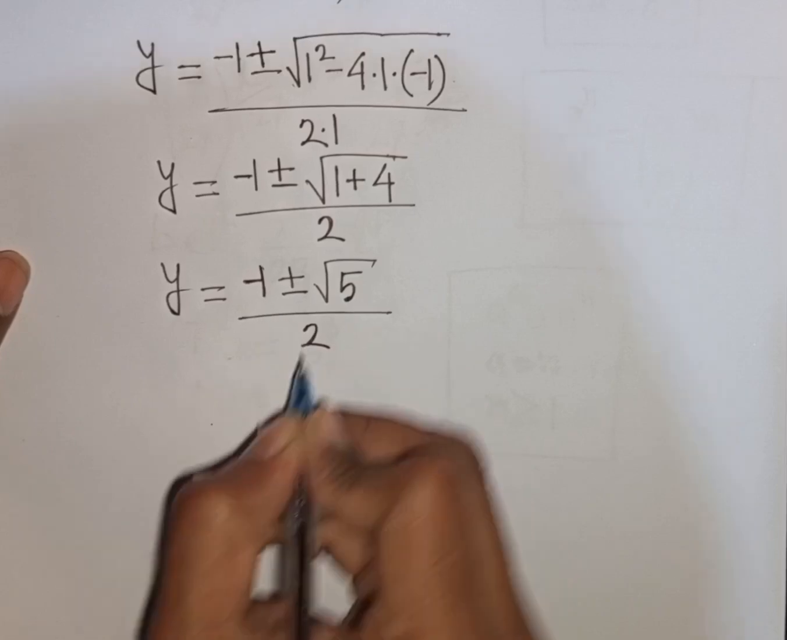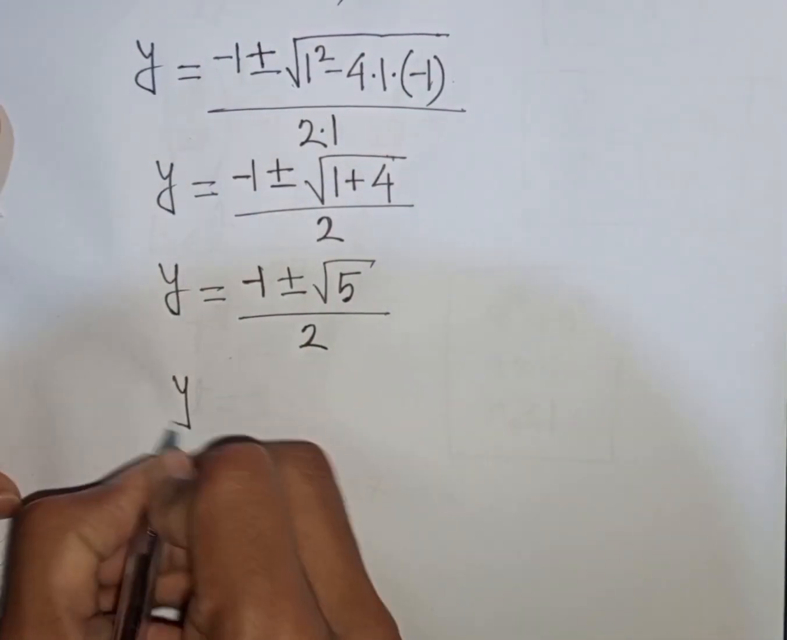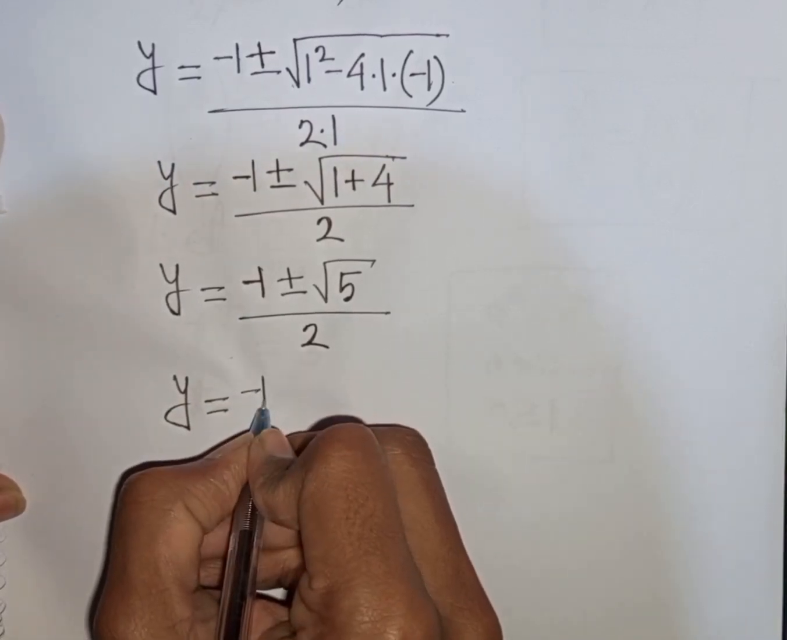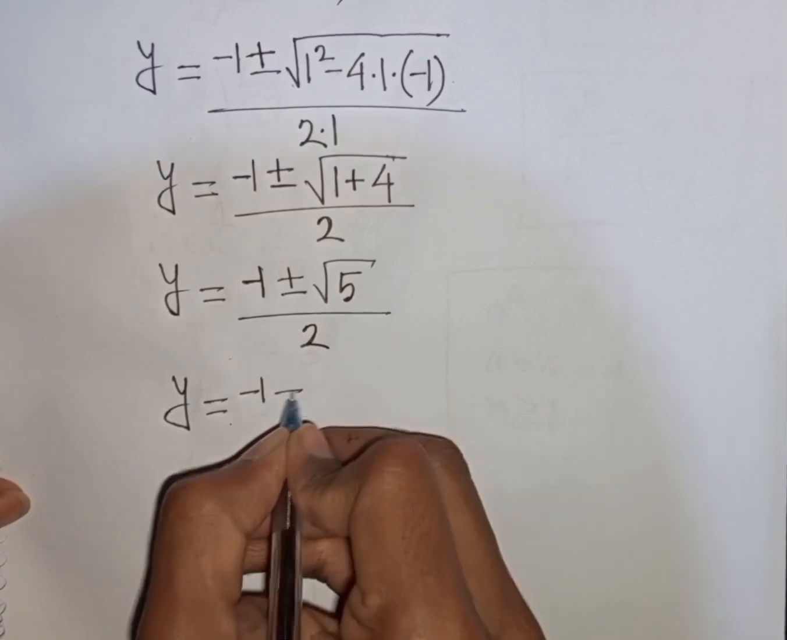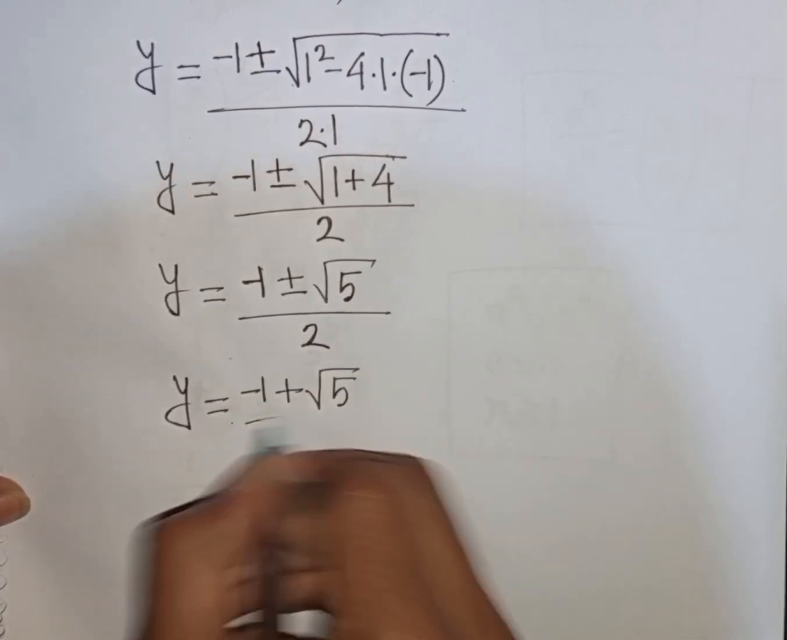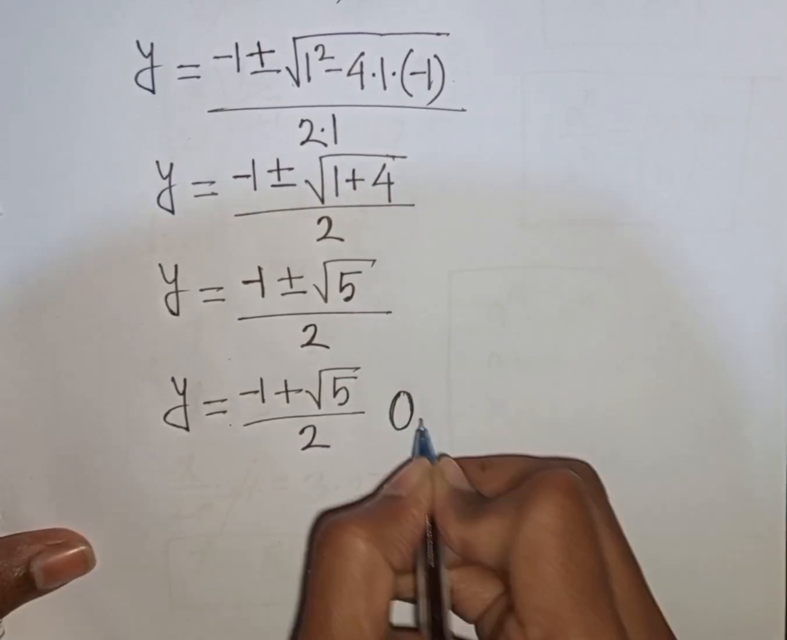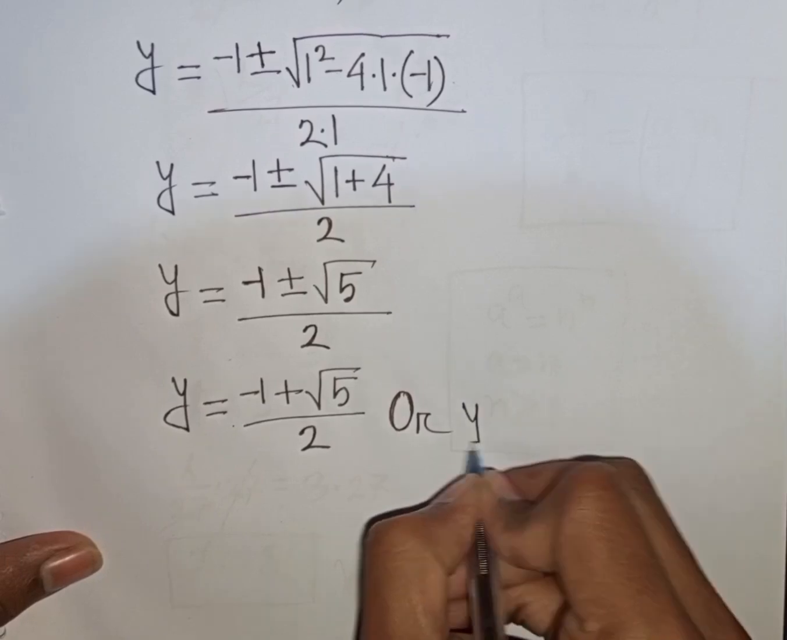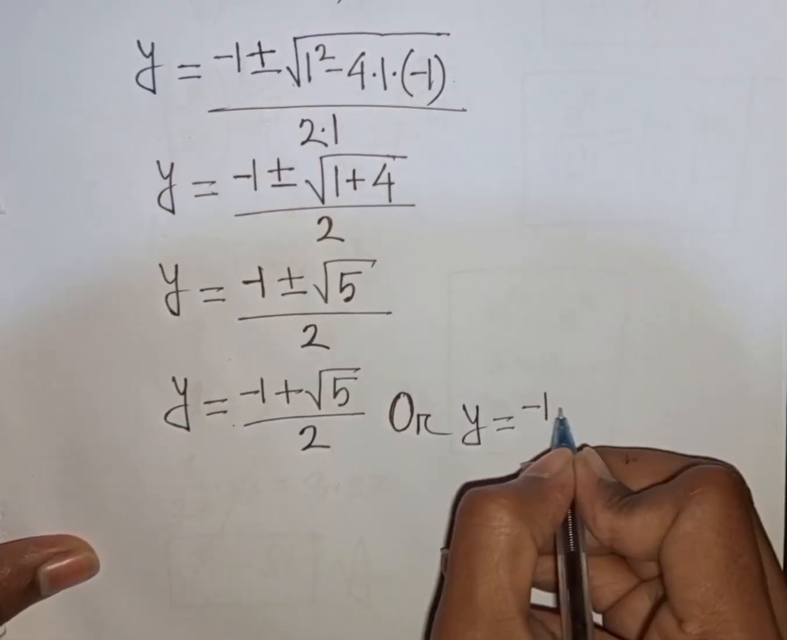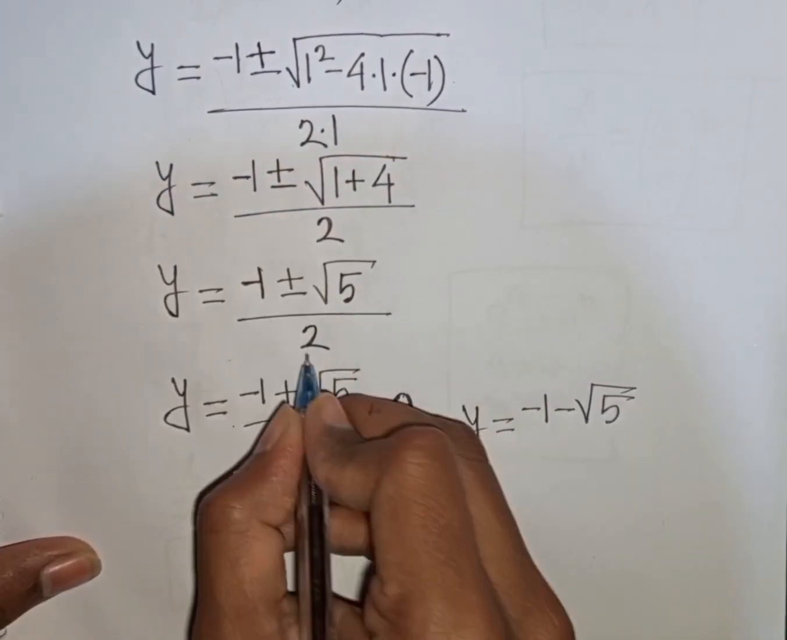Now we see here two cases. So we can write y is equal to minus 1 plus the square root of 5, divided by 2, or y is equal to minus 1 minus the square root of 5, divided by 2.